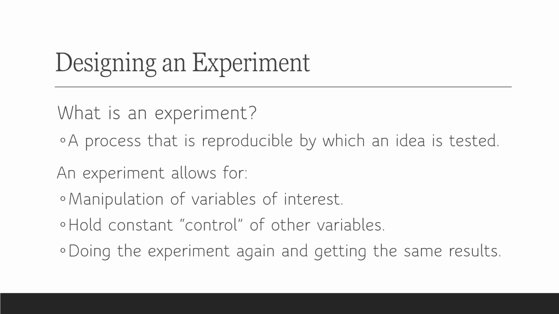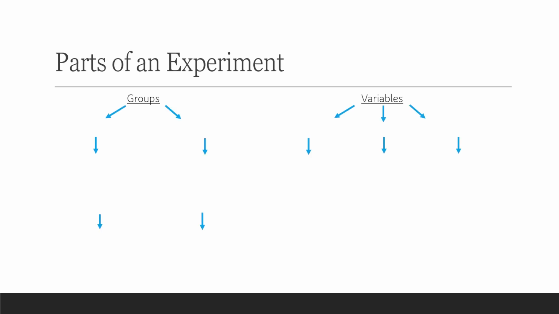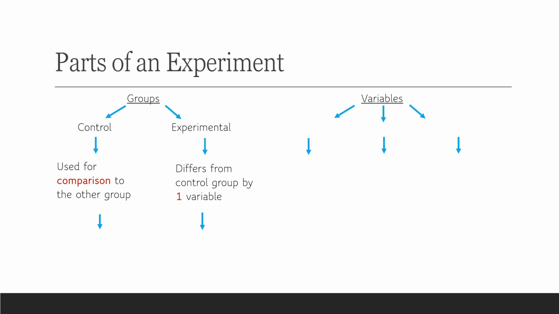Designing an experiment is crucial. It allows scientists to collect data. It is a process that is reproducible by which an idea is tested. All experiments need a control group and an experimental group. The control group is used for comparison to the other group. The experimental group is defined as changing one variable in that group to see if there are any effects.